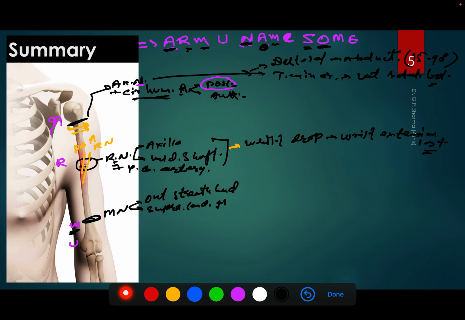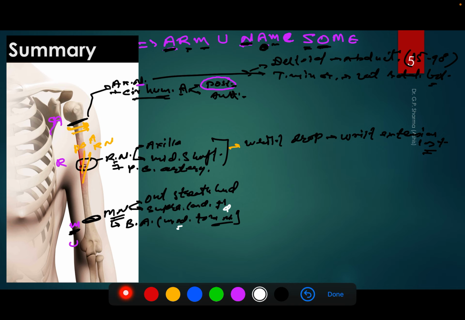Supracondylar fracture, and it is causing median nerve injury. Along with the median nerve, the brachial artery is medial to the median nerve. This is also a question in the exam: what's the relation of the median nerve with the brachial artery? The answer is, in the lower part of the humerus, the brachial artery is medial to the median nerve.